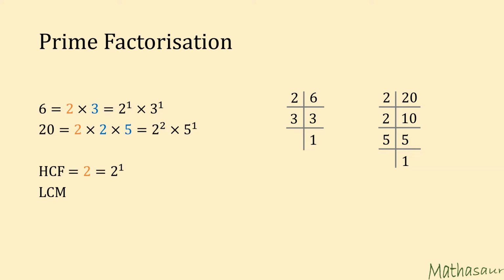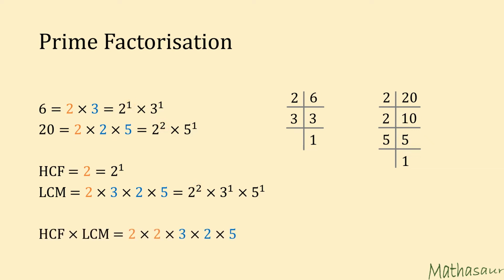Let us look at the LCM now. For the LCM, we shall take the common factor once and the rest of the factors as well. Note that the power of the common factor is higher this time. So the highest power of 2 is 2 here. So in the LCM, the power of 2 is also 2.